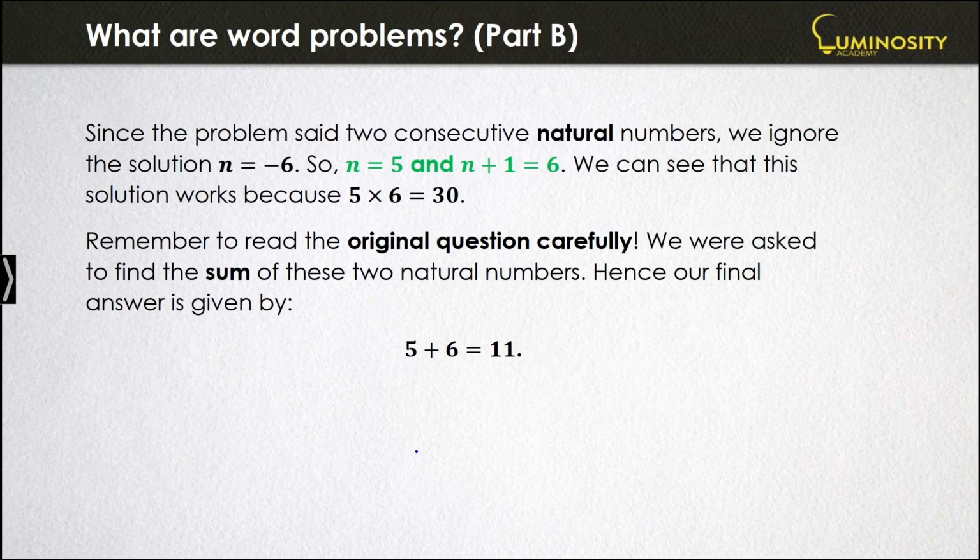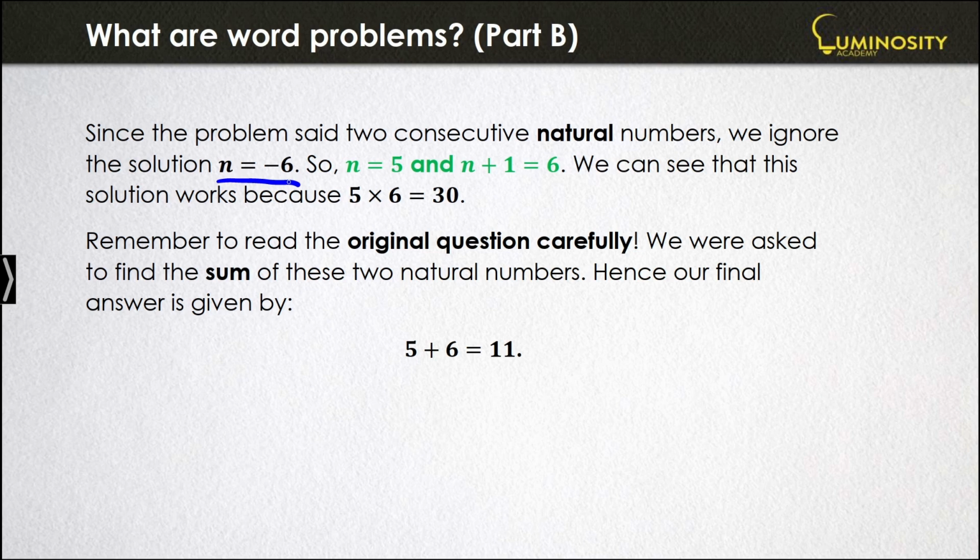Since the problem said two consecutive natural numbers, we can ignore the solution n equals negative 6, as that is not a natural number. It is in fact an integer. So n equals 5 is our solution, and the next consecutive natural number will be n plus 1, which will be 6. We can see that this solution works because 5 times 6 is 30, and we were told that the product of these two consecutive natural numbers must be 30. So we definitely have the correct values.